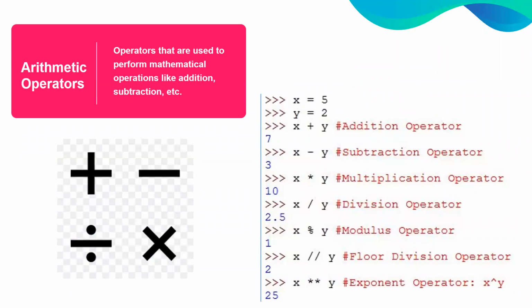Moving ahead, we have arithmetic operators that carry out the same functions as they do in mathematics. So if we assign 5 to x, 2 to y, we can perform several arithmetic operations, some of which are addition, subtraction, multiplication, etc.